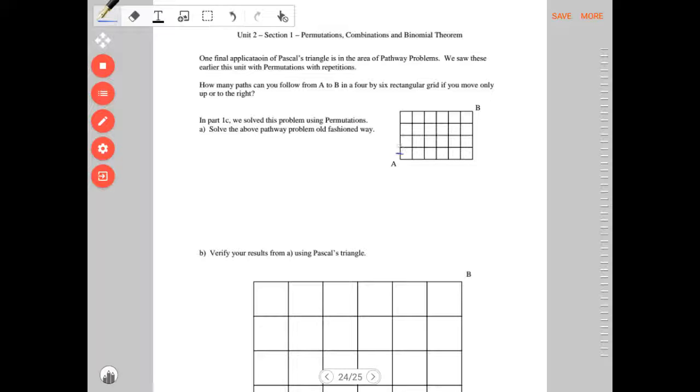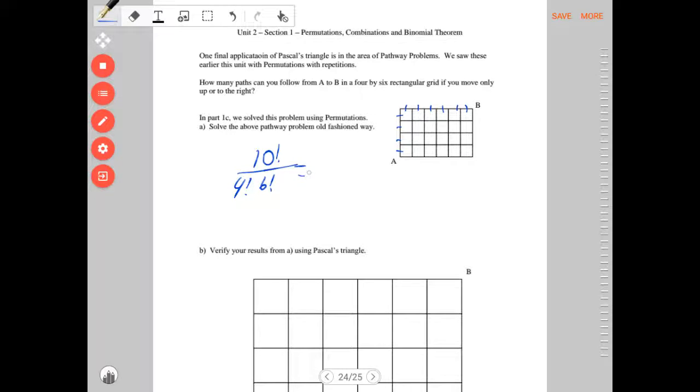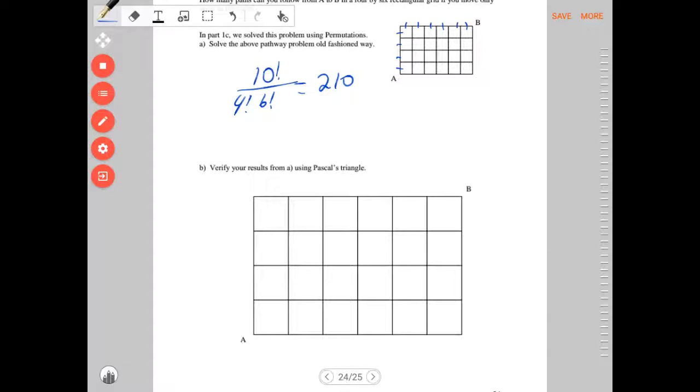So we have 1, 2, 3, 4, 5, 6, 7, 8, 9, 10 roads, 4 of which are vertical, 6 of which are horizontal. So that gave us 210 ways of doing this. Now, I want you guys to verify your results using Pascal's triangle. You haven't learned this yet, so this is where I'm showing you. So we're starting at A, and it's important to recognize that Pascal's triangle has 1s on all the outside edges.